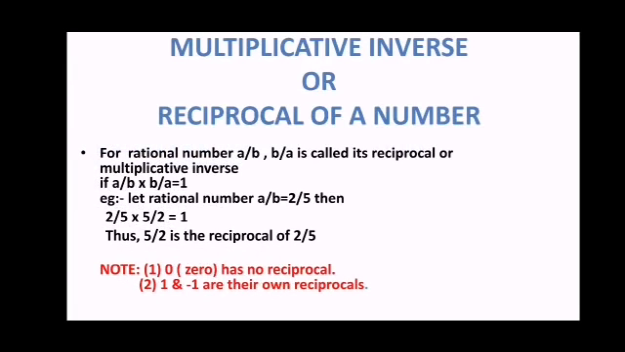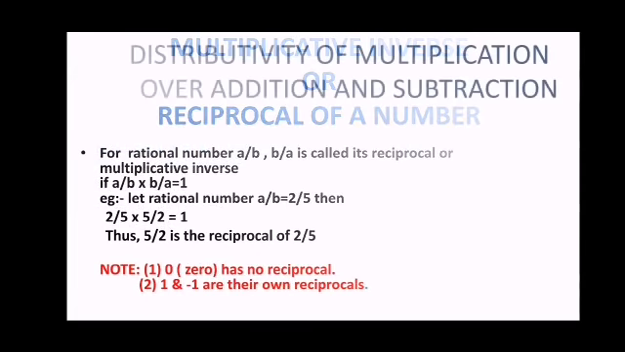Second point, 1 and minus 1 are their own reciprocals. What does this mean? 1 when multiplied with 1, then only we will get the product to be 1. So 1 is its own reciprocal. Similarly, minus 1 should be multiplied with minus 1 only, then only the product will be 1. So minus 1 is also its own reciprocal. So what is the note point? That 1 and minus 1 are their own reciprocals.